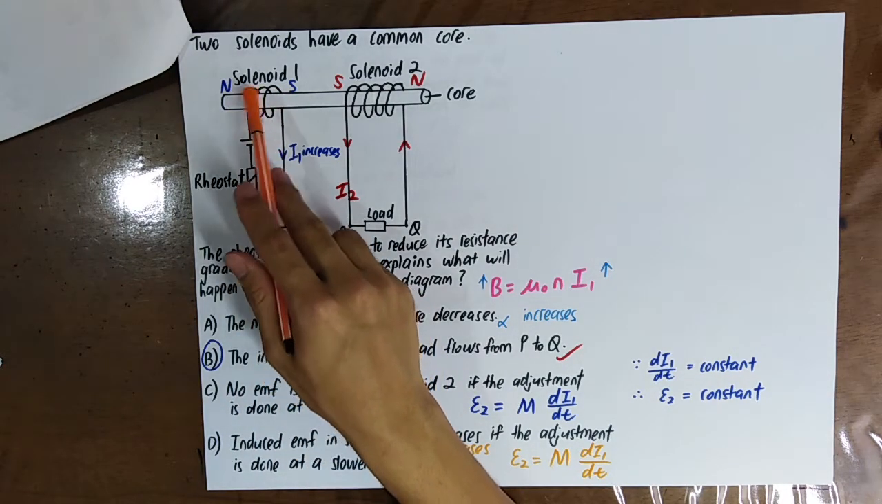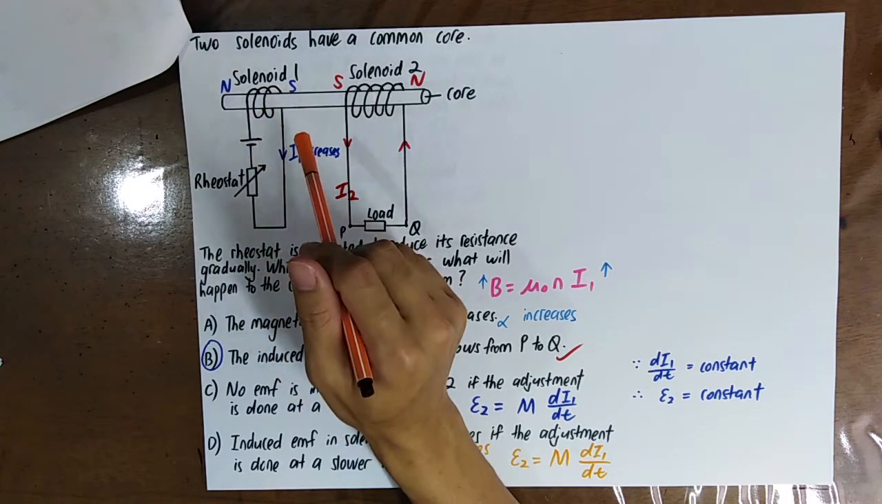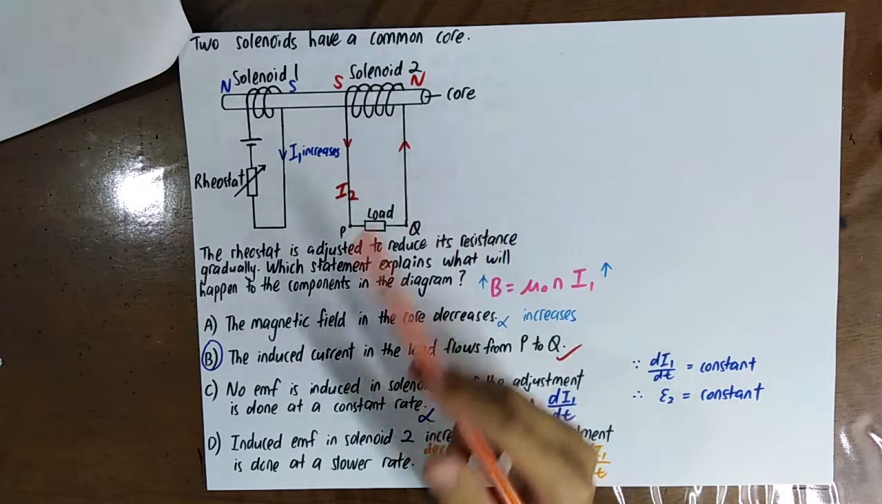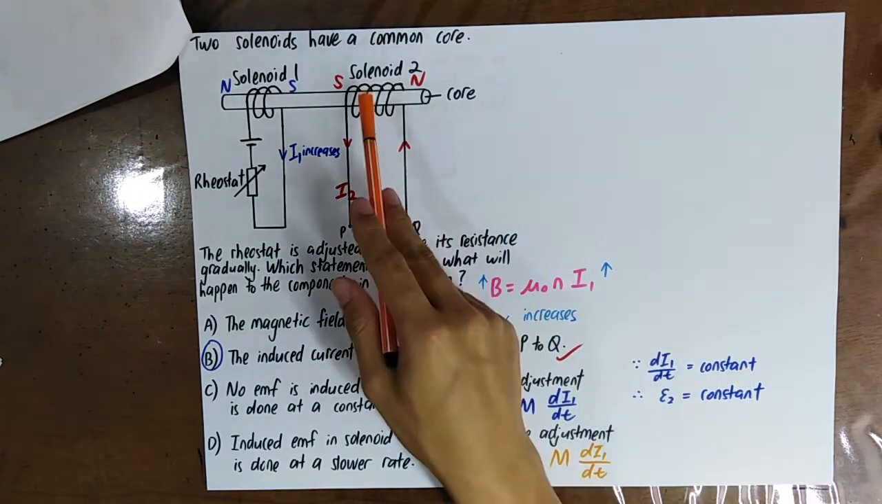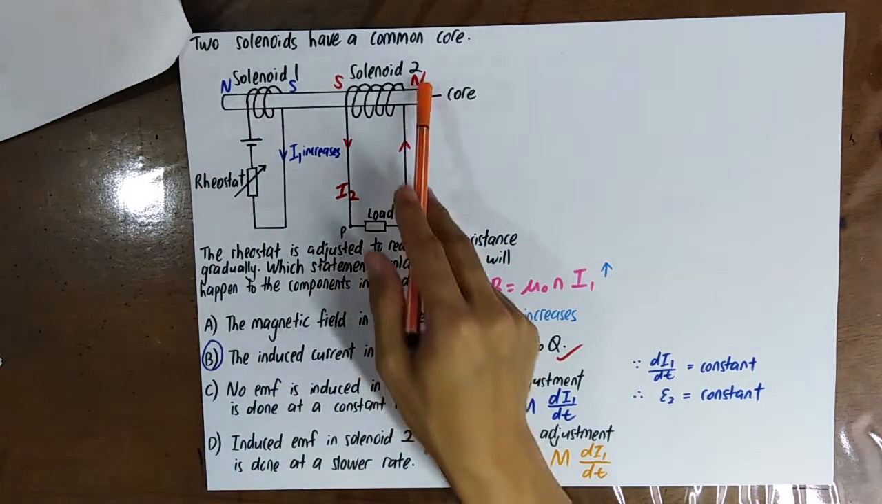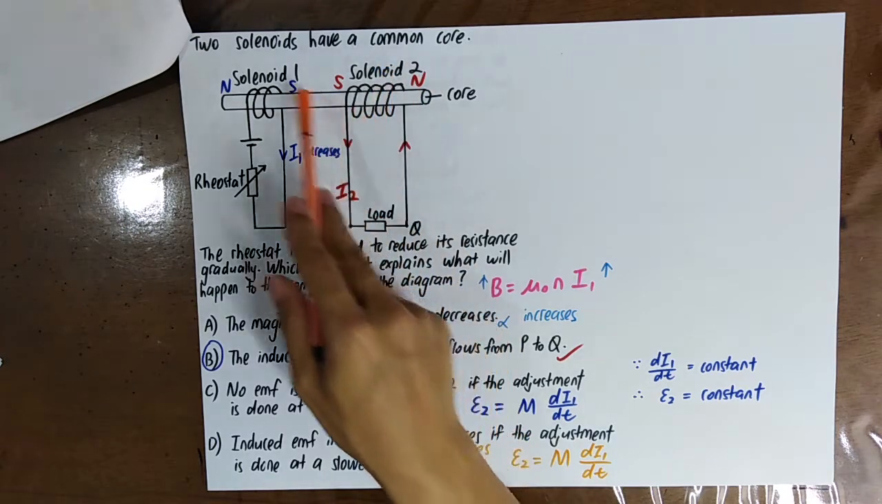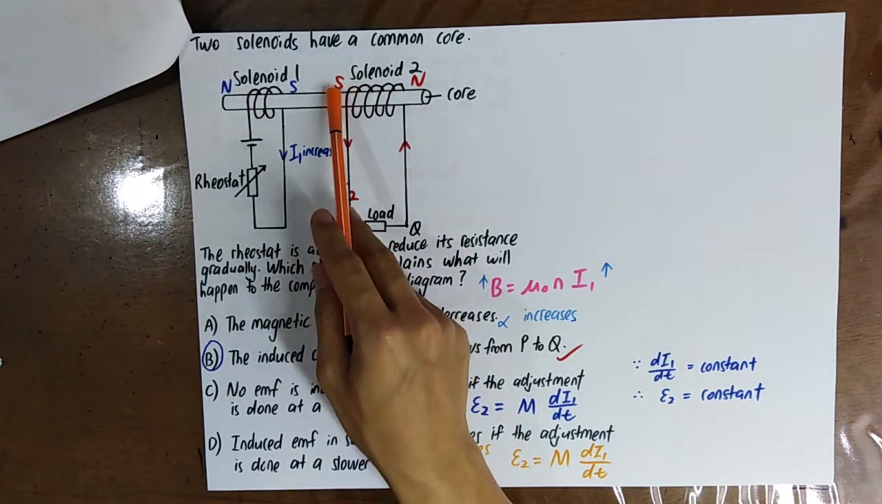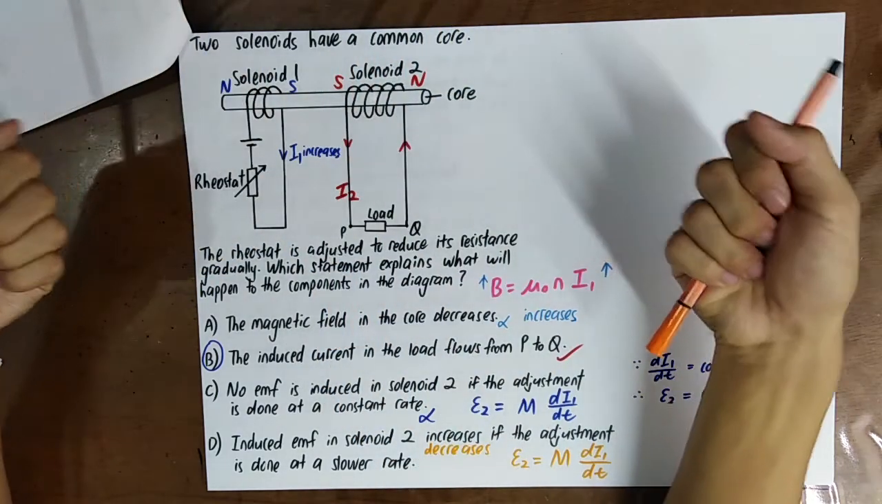When I1 increases, the magnetic flux linkage with solenoid 2 increases. So according to Lenz's law, it should repel this. That means that solenoid 2 should repel solenoid 1. So when this is south pole, this should be south pole, okay? So that they will repel each other.